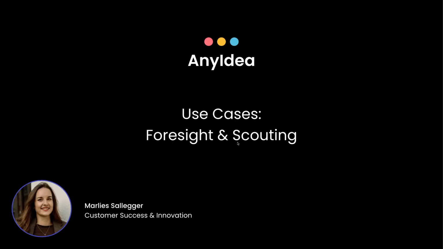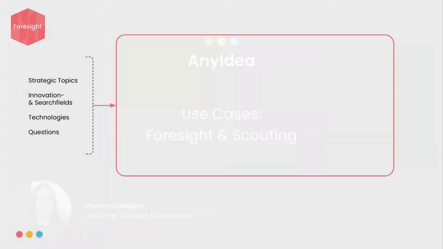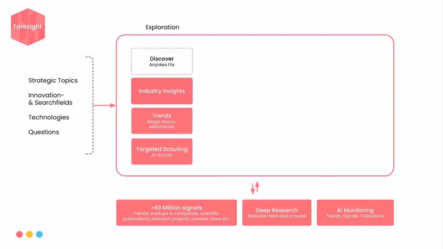Today I want to show you the most important use cases for foresight and scouting and how you can best map them in AnyIdea. Before we go into the platform, let's start with a short overview. You start the foresight and scouting process with strategic focus topics, innovation or search fields, technologies, or with specific questions. After that, you go into the exploration phase. Here in AnyIdea, we currently offer 3 different options for that.